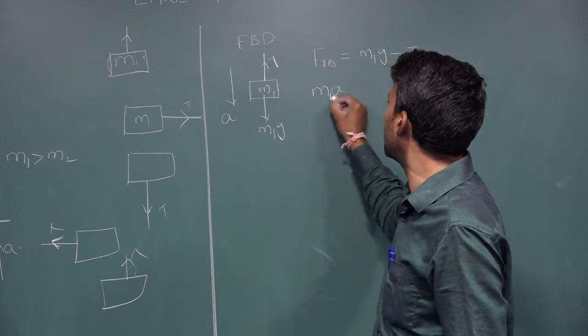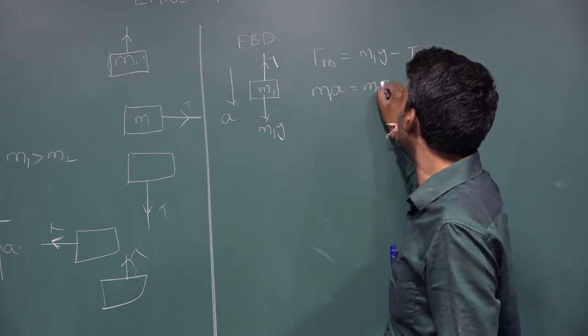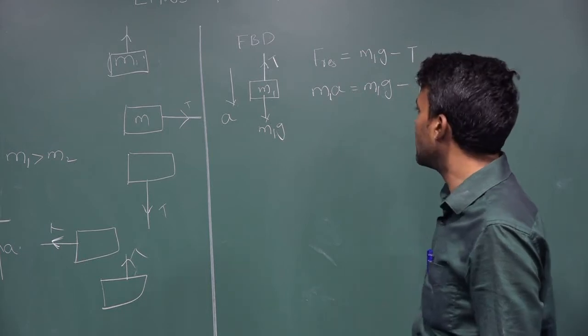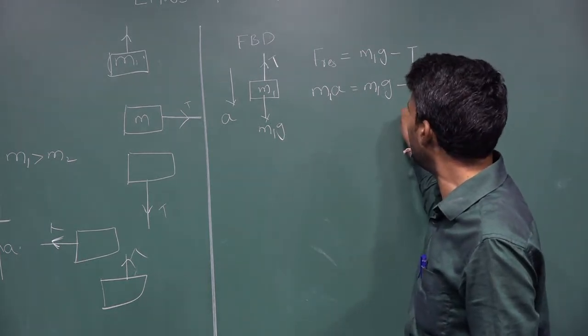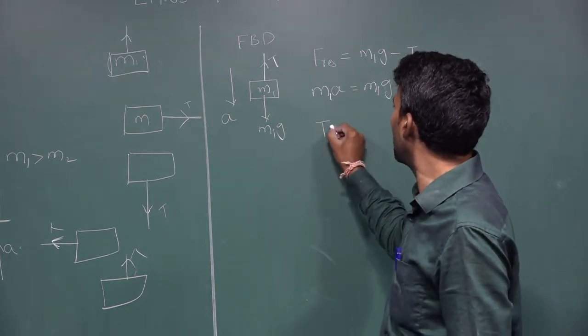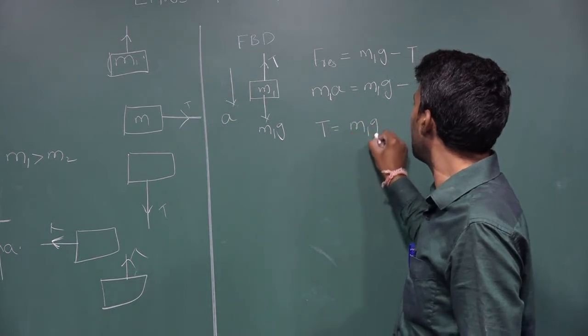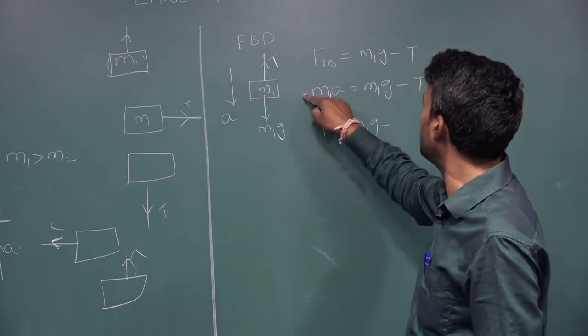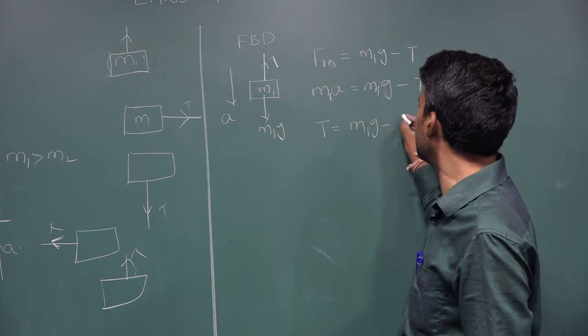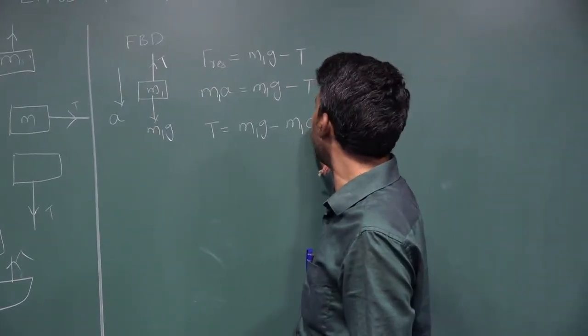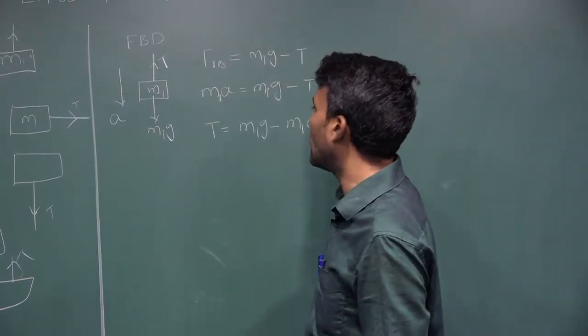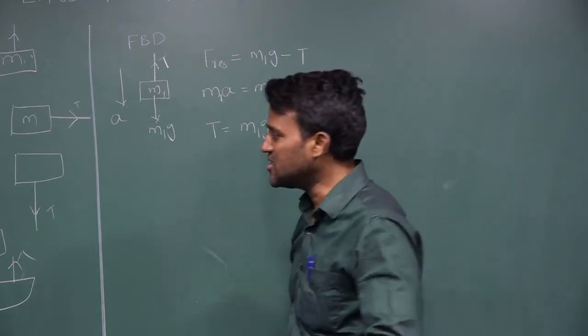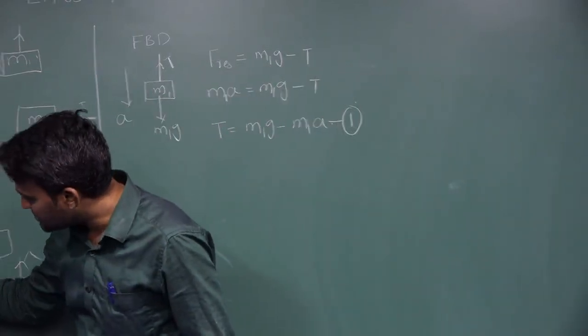So m1a is equal to m1g minus T. Now T, if I take this to the other side, T is equal to m1g minus m1a. This is equation number 1.